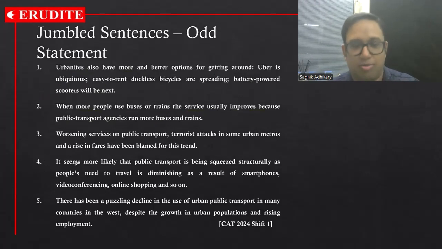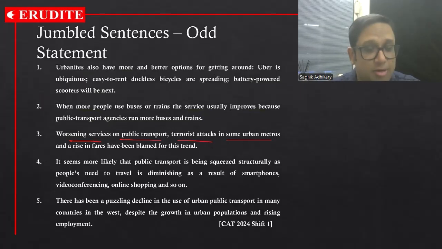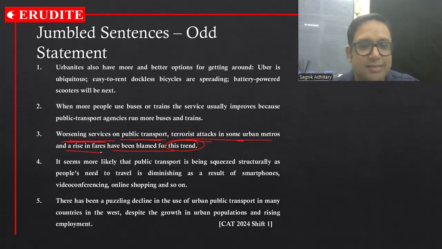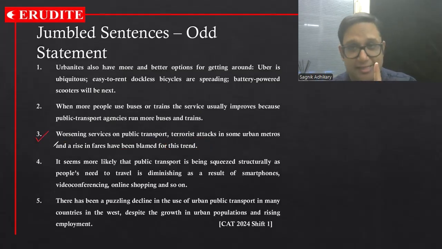It seems to be talking about these statements seem to be talking about public transport, modes of public transportation available to urban populations. 3 says, worsening services on public transport, terrorist attacks in some urban metros, and a rise in fares have been blamed for this trend. Now, this talks about this trend, but we're talking about public transport, yes. We're also talking about a trend towards not use of public transport, worsening services, terrorist attacks, rise in fares, etc. As of right now, this seems to be the odd statement. We have not finalized yet. Let us decide. But this seems to be the one which is the most different.